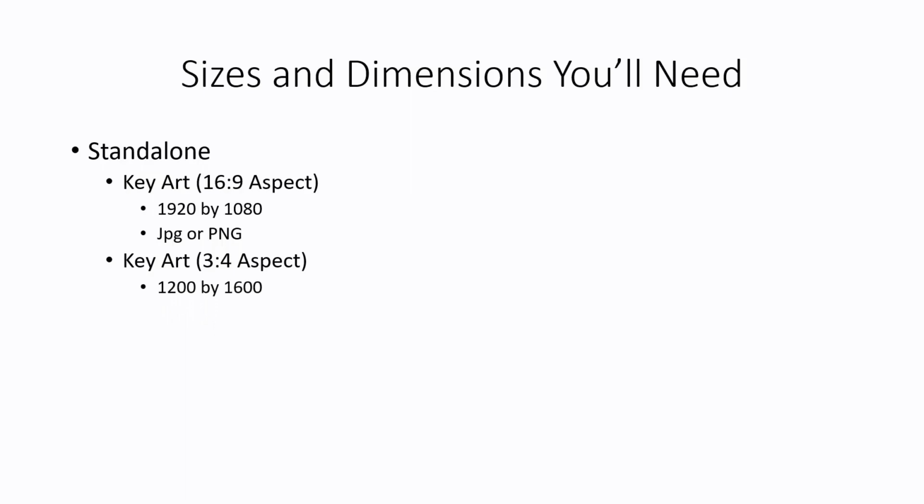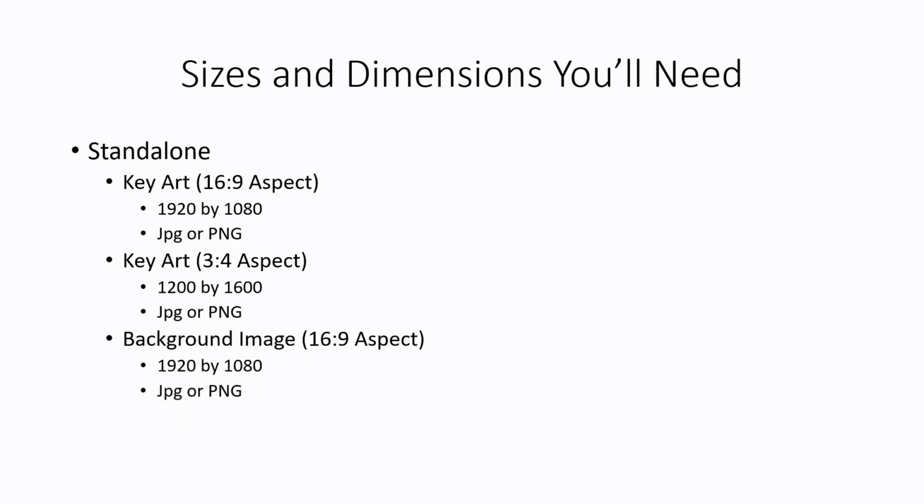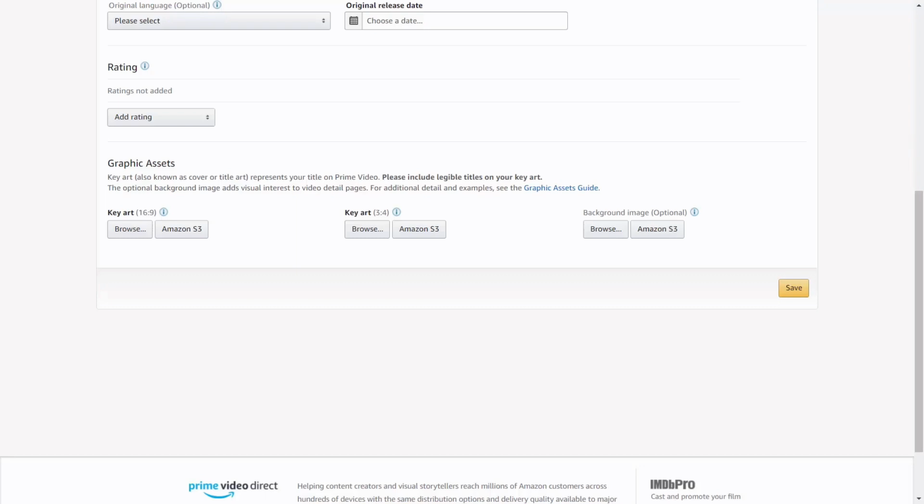And again, you want to pay attention to that. It's a little different than the other size. That'll also need to be JPEG or PNG. Now, there's also space for a background image, and it'll need to be 1920 by 1080, JPEG or PNG, and once again, it's going to be optional because it's only designed to convey mood on certain devices. And you'll see that here in the standalone upload section, where the second key art piece is 3:4.